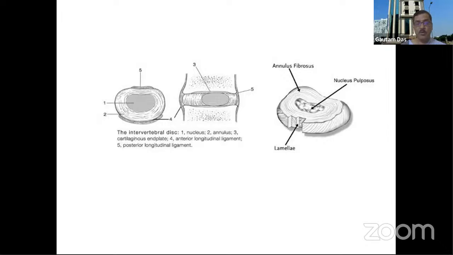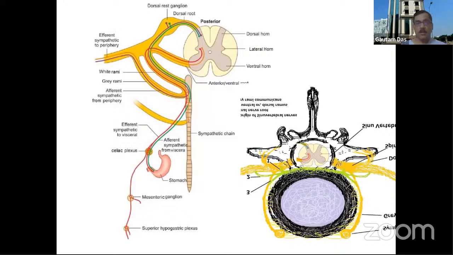Now the third one, very important, again, I'll be discussing that in further detail in the next slide, is the innervation. So this is the sympathetic chain. I'll be going into that very briefly. I'll be discussing the sympathetic chain again in the last class when I'll be talking about the visceral innervation. But to understand disc-related pain, we must understand very briefly about the sympathetic innervation, and then I'll come to the disc innervation in subsequent slides.